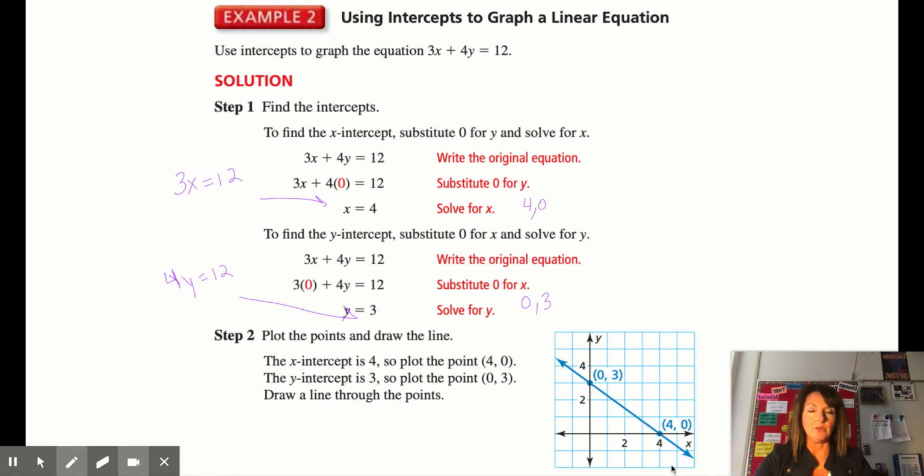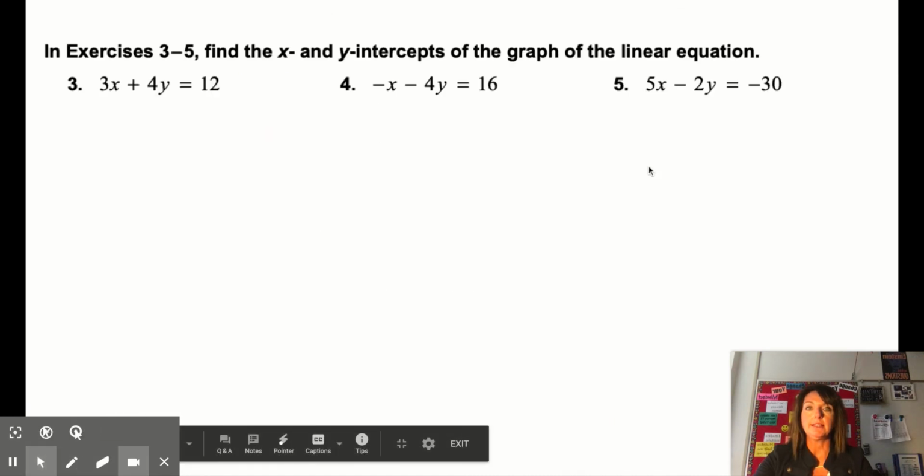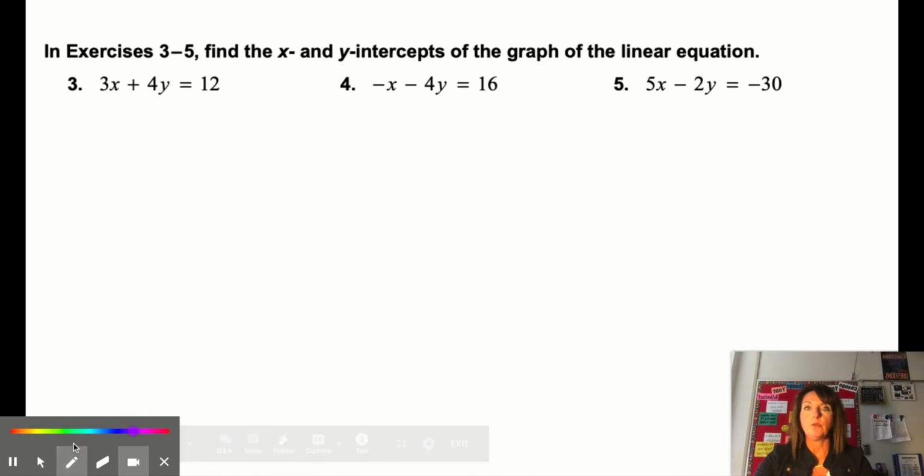So this is kind of nice. We haven't gotten to the point where we're having to take this equation and solve it for y. We could simply keep it in standard form and use the intercepts and draw the graph. So let's see if we can do that. So here is number 3, 4, and 5. Now, it does not ask you to graph these particular ones, all right? So we're going to get to some where we're actually going to be drawing the graph.